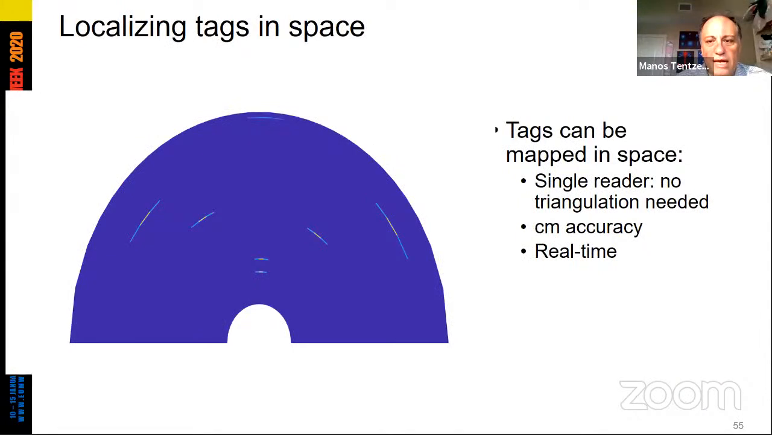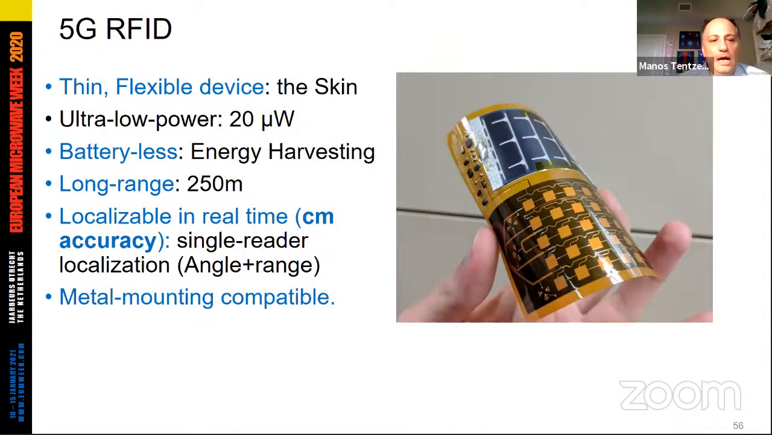And here's an example of localizing in space with a single reader with centimeter accuracy. Pretty much that's what we discussed before. We call it 5G RFID or the Internet of Skins. One item I would like to stress is pretty soon we plan to demonstrate some non-line of sight interrogation of RFIDs. That's another question sometimes for cluttered environments, inventories, or smart city configurations. But there are approaches that can help alleviate that.